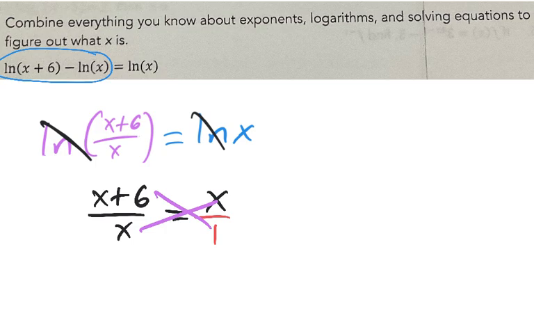I still know what you're talking about. You're saying this cancels to give you 6. No. Bad. Wrong. Stop. Wait, why can't it do that?